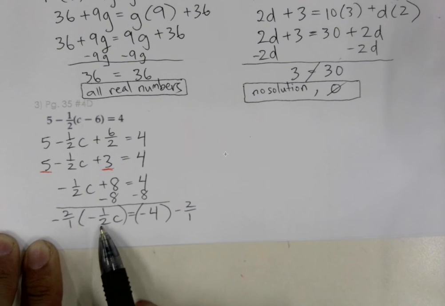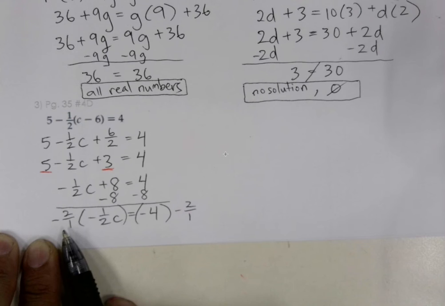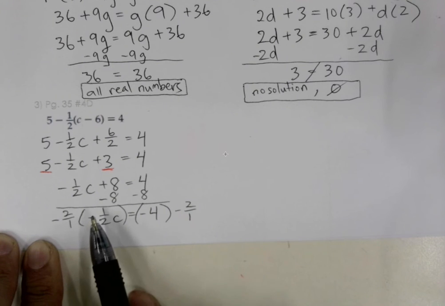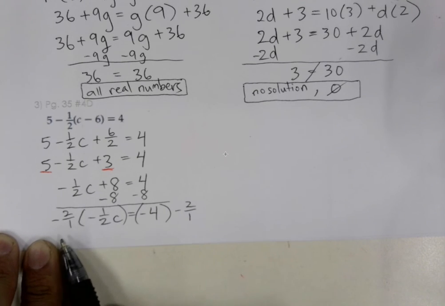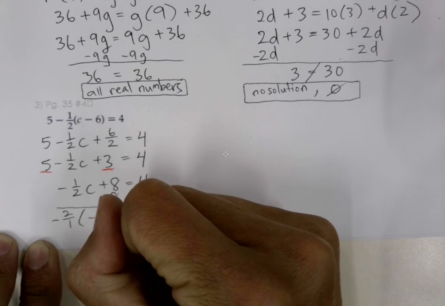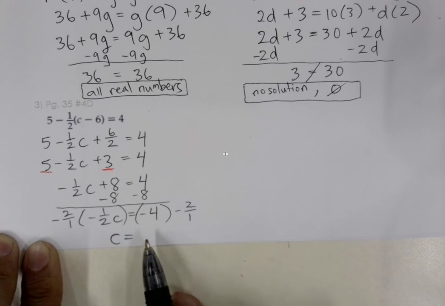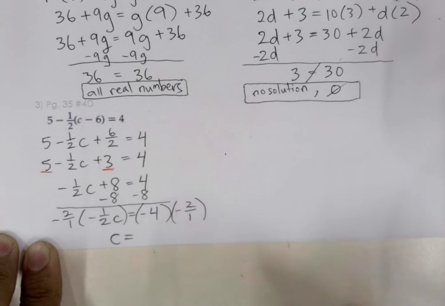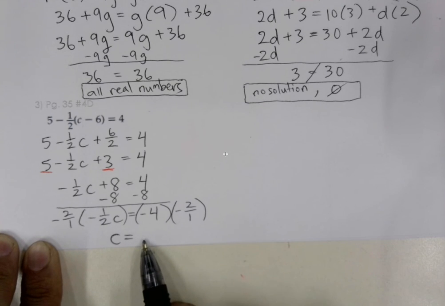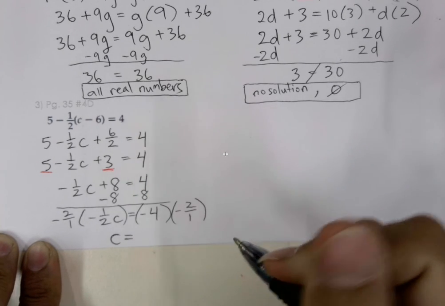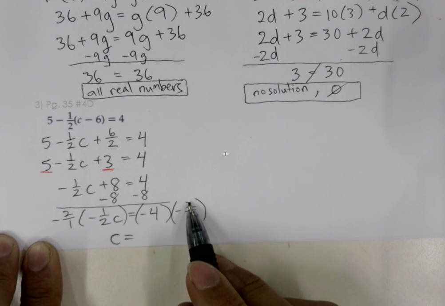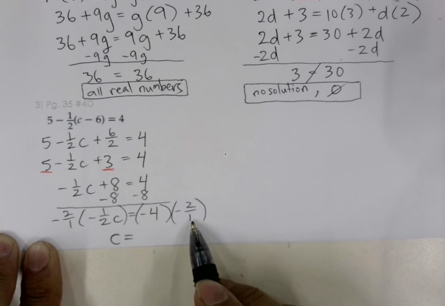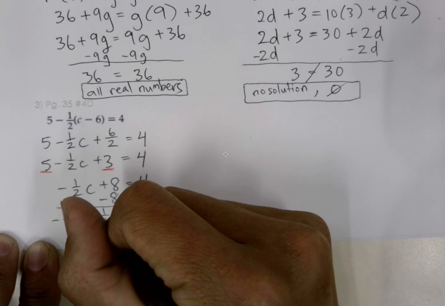So when you multiply a fraction by its reciprocal, we get positive 1. So negative 2 over 1 times negative 1 over 2 is equal to positive 1c. That leaves us with c, positive c, is equal to negative times a negative, let me put a parentheses here, is positive. And when we multiply 4 times 2 over 1, we get 8 over 1, which is simply 8. And I could put a box around that.